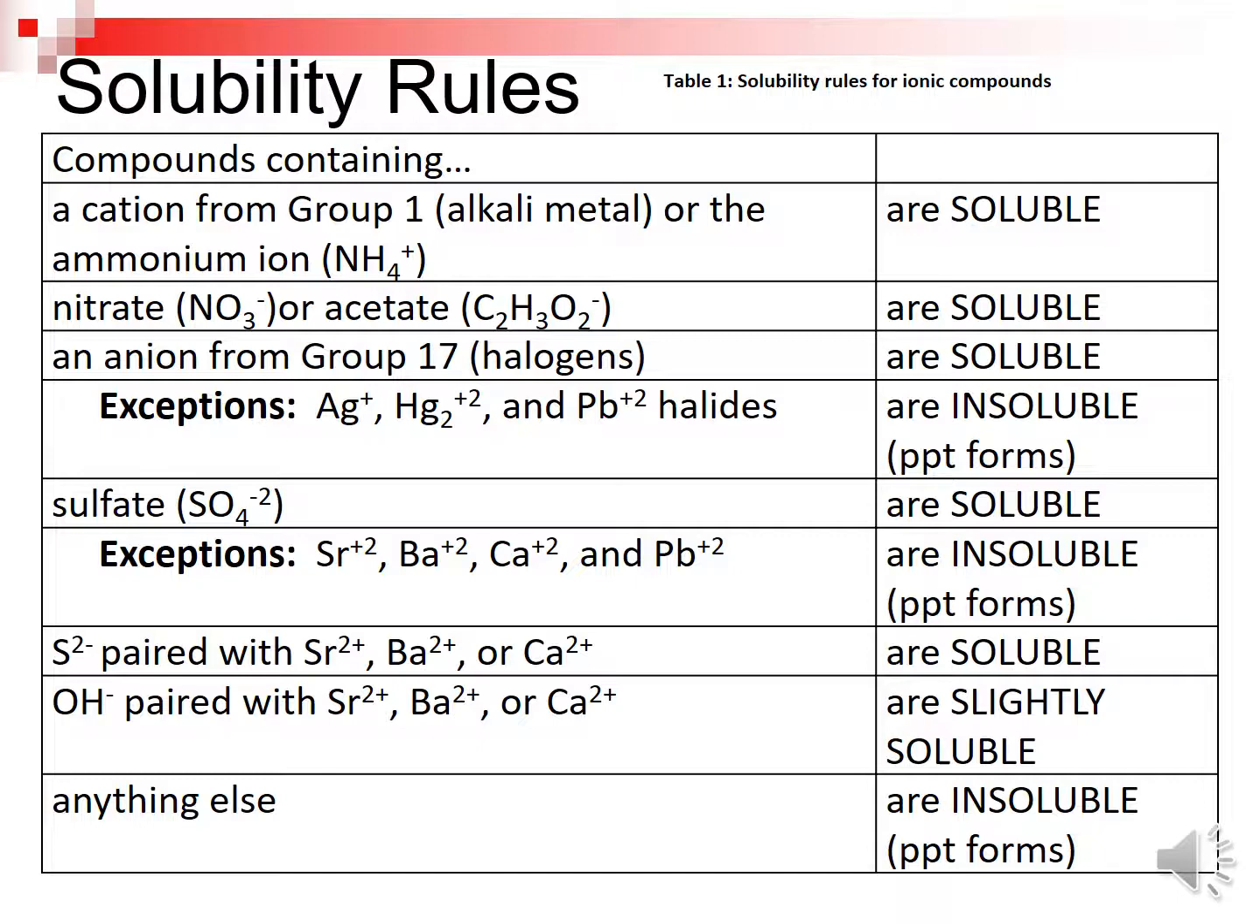Ions from group 17, the halogens, are also soluble with a few notable exceptions. Silver, mercury(I), and lead(II) form insoluble precipitates with the halogens like chloride, fluoride, iodide. Sulfates are soluble, but they have a few more exceptions: strontium, barium, calcium, and lead. Sulfides are soluble unless they're paired up with strontium, barium, or calcium. Hydroxides are slightly soluble. Soluble pretty well with the alkali metals, but with strontium, barium, and calcium, they're only slightly soluble.